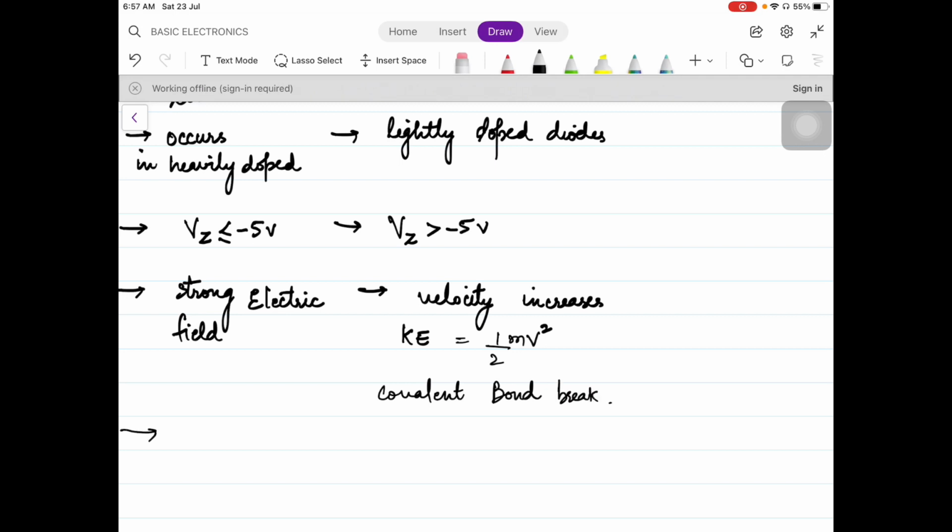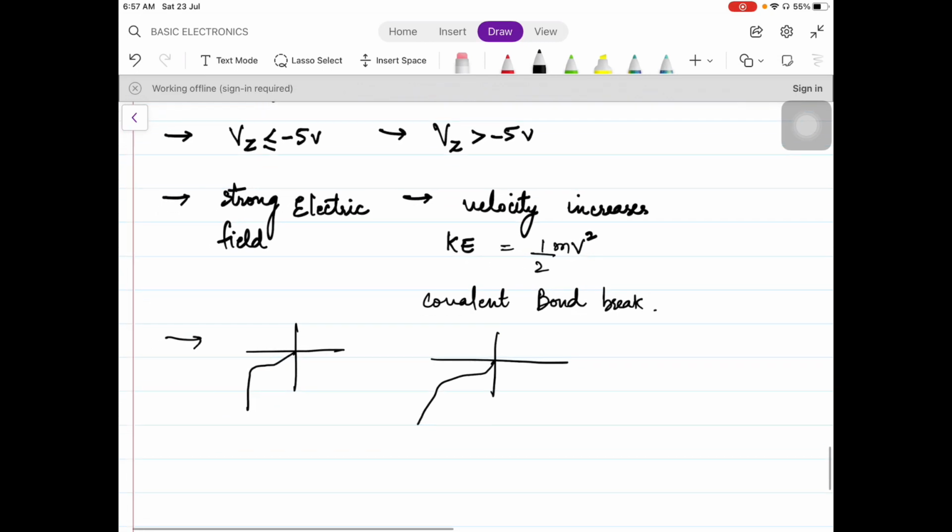Another difference is that Zener breakdown has a sharp curve, whereas avalanche breakdown is a multiplication process and therefore it has a gradual curve. Multiplication process means when the velocity increases, kinetic energy increases, covalent bonds will break. So this process will repeat for the outcoming charge carriers also. The carriers which will be generated will follow the same process. That means their velocity will also increase, kinetic energy will increase, and hence they will result in the breakage of the covalent bonds. So these are some of the differences between Zener and avalanche breakdown.